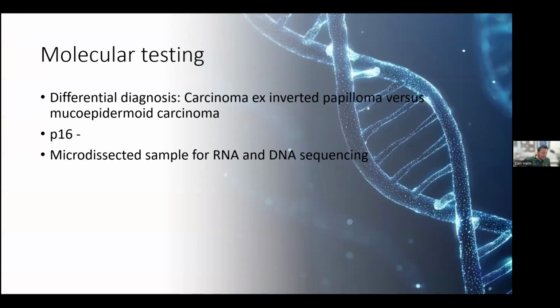Here, there's some of the intracellular and luminal mucins highlighted by a mucicarmine. So for this tumor and the location, the differential diagnosis was a carcinoma ex inverted papilloma versus mucoepidermoid carcinoma, which was considered less likely. P16 was negative. So a sample was microdissected for RNA and DNA sequencing.